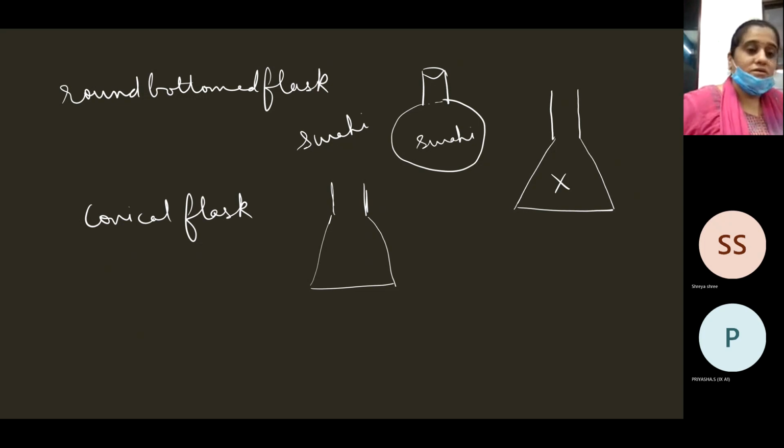Tumbler. Tumbler usually can be a frustum of a cone or it can be cylindrical also, right? It can be cylindrical or a frustum of a cone, depending on the shape. And in this game, gilli danda.